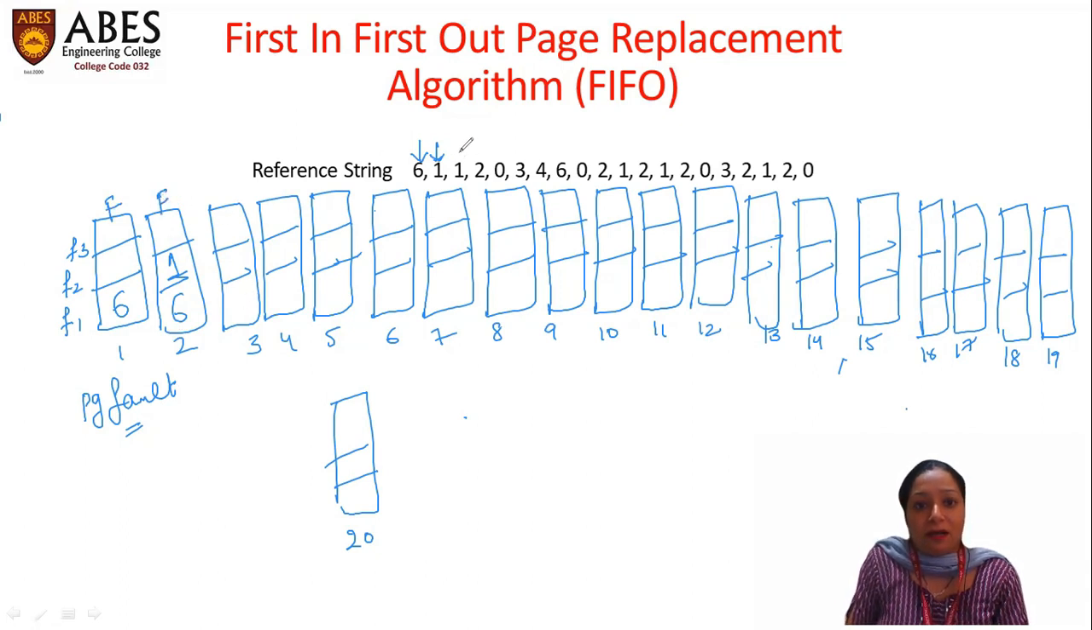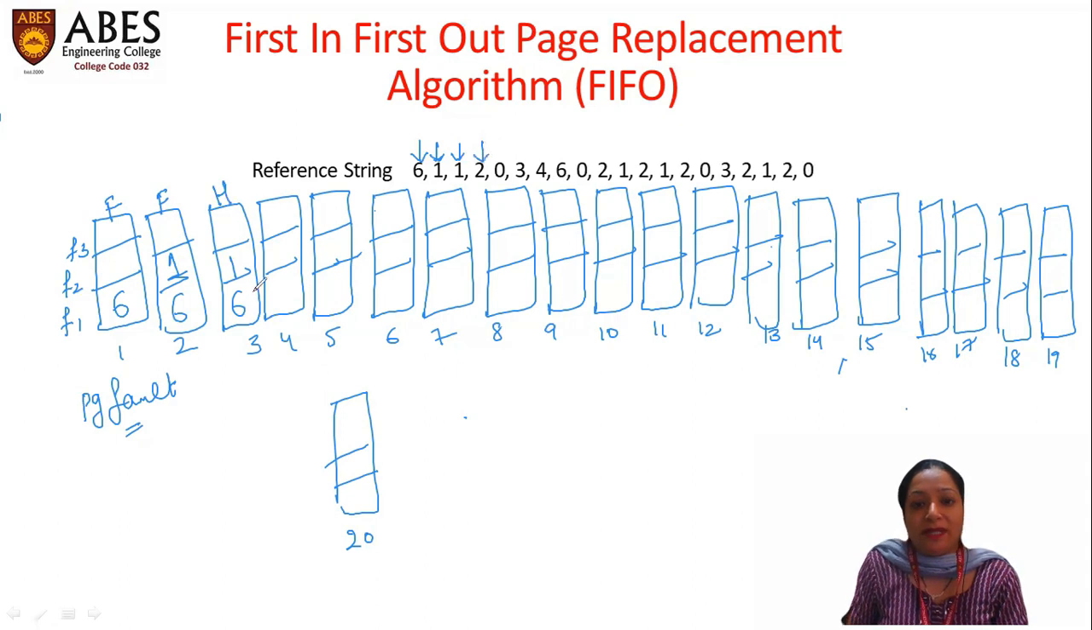Now, again, page number 6. Now, CPU will again want to access the page number 1. So we can say that page number 1 is already present in one of the frames. So there will be a hit. So we can say 1 and it will be a hit.